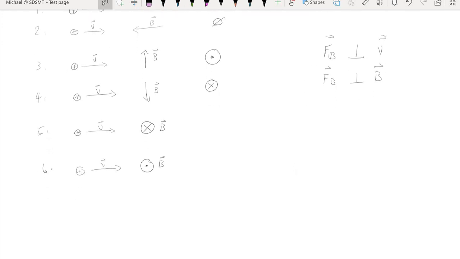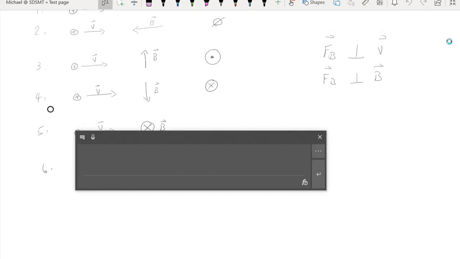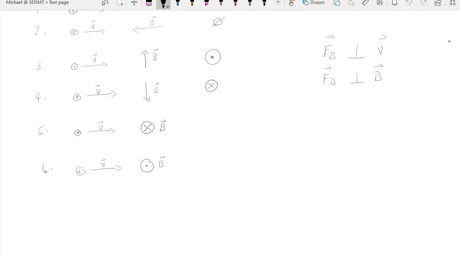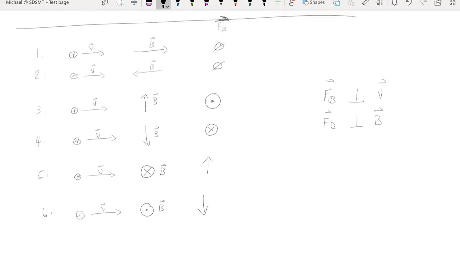For case 5, we have our velocity pointing to the right. We have our magnetic field pointing into the page. The resulting magnetic force will point up. And lastly, case 6, we have our velocity pointing to the right, we have our magnetic field pointing out of the page towards us. The resulting magnetic force will have to point down.